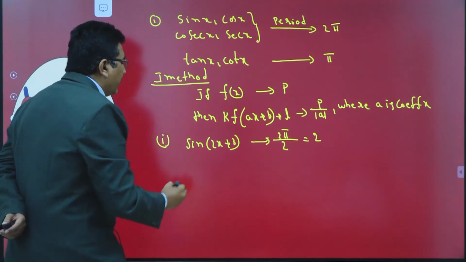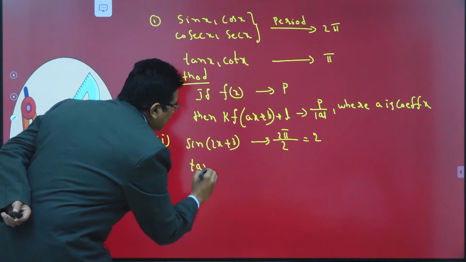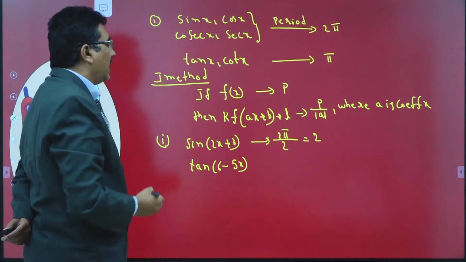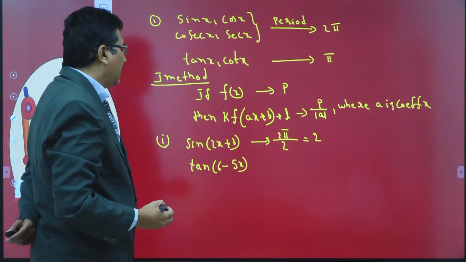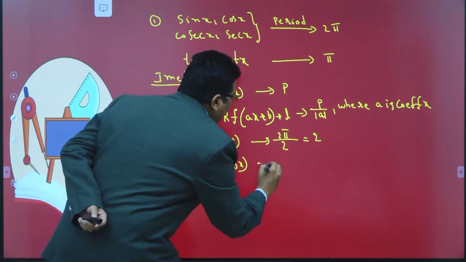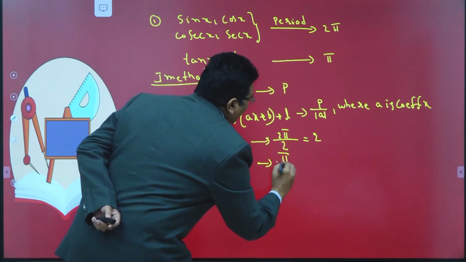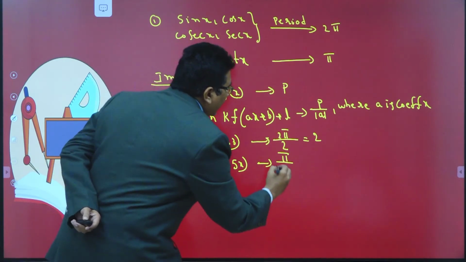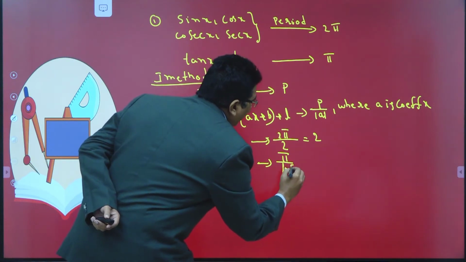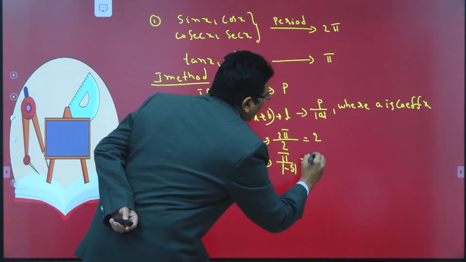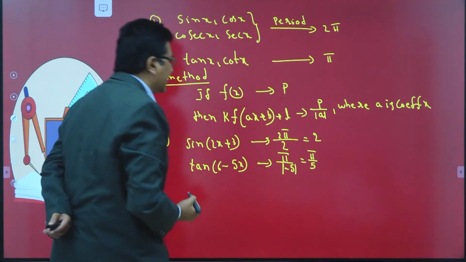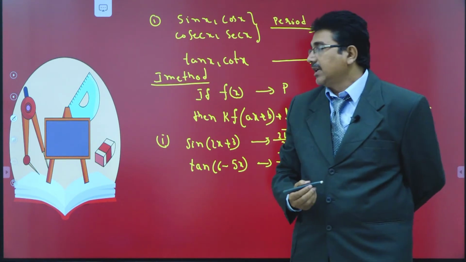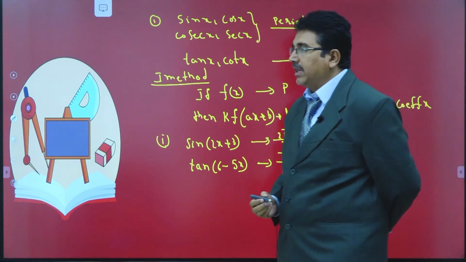Now, what is the period of tan of 6 minus 5x? The period of the tan function is pi. Here the coefficient of x is minus 5. Pi by mod a, modulus of minus 5, that is equal to pi by 5. That is the period of tan of 6 minus 5x.